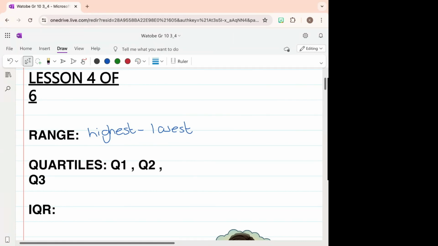Our second quartile, Q2, is also our median. We spoke about the median last year in grade 9. Median is like the middle point, the fancy word for middle. And so Q2 marks the 50% mark. And finally, Q3 is known as the third quartile, and that's where 75% of our data is.